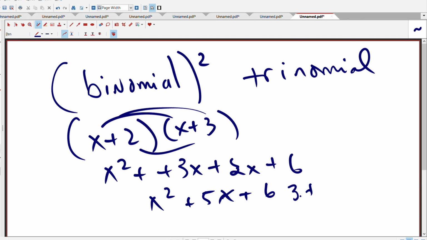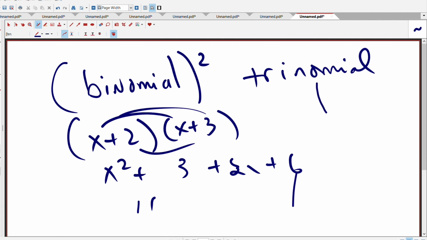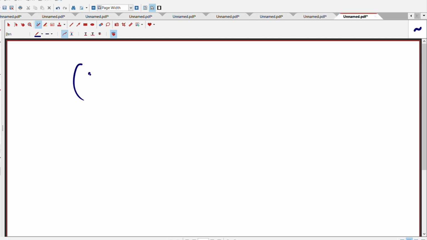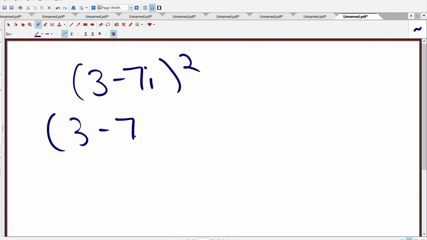So sometimes I tell the kids on a standardized test, if you see a binomial squared, if there's only one choice with a trinomial, you just pick it and move on. And oops, I deleted it, but that's okay because it's not what we're going over now. But this is not true with imaginary numbers. 3 minus 7i squared, you have to write it twice.